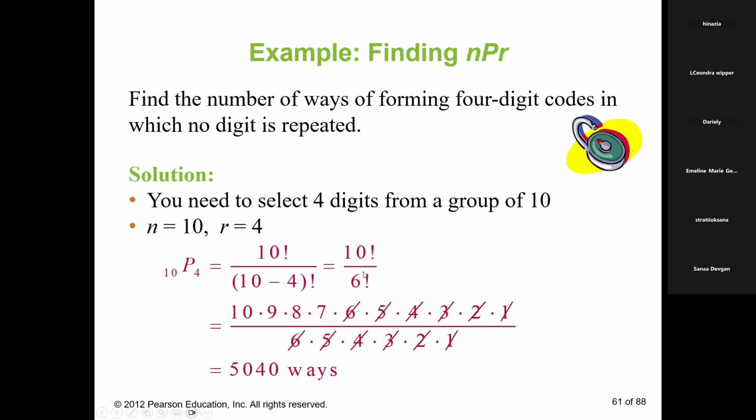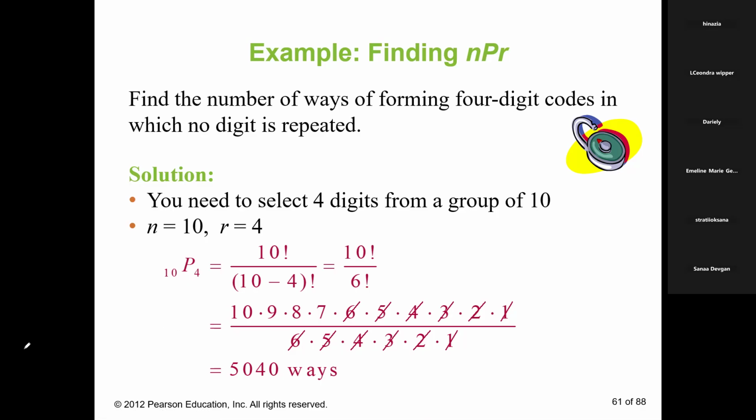So that's 10 factorial over 10 minus 4, that's 6 factorial. Watch. They go all the way, 10 factorial, you start at 10, and then you go all the way down to 1. Can you see that? Same thing for the 6 factorial. Start at 6, you go all the way down to 1. And then you simplify 6, 5, 4, 3, 2, 1.